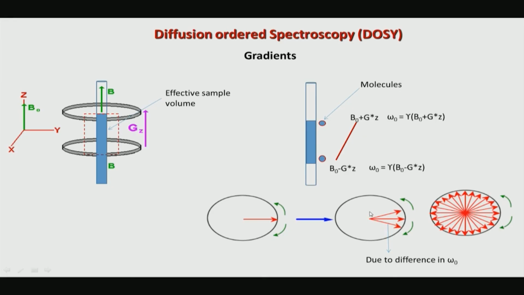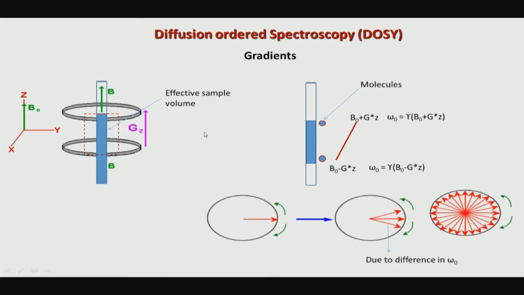Very similar to what you saw in the T2 situation, because of the local magnetic field fluctuation, we saw that there is what is called dephasing. Here also there is dephasing, but this dephasing is not because of T2, it is because of the difference in omega naught, and that difference in omega naught is coming because we have purposely created a difference by applying a linear gradient, and that is shown in this picture here. There, that is completely dephased.